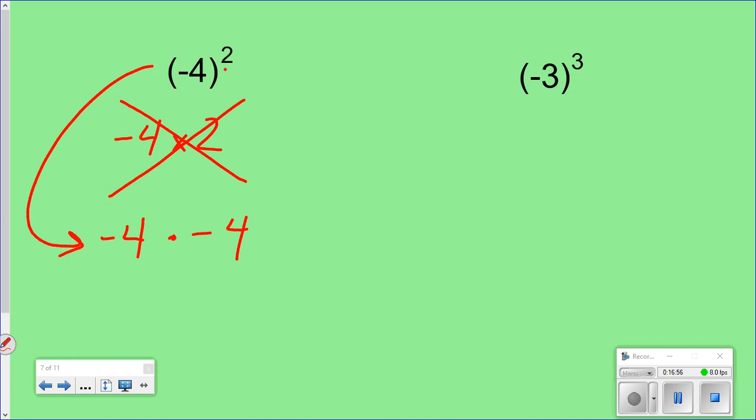This little number, that exponent, tells you how many times you're going to multiply it by itself. Now you're going to do your multiplication. 4 times 4 is 16. Well, I have two negatives there, so it's going to be a positive. Okay? Now the same thing up here.